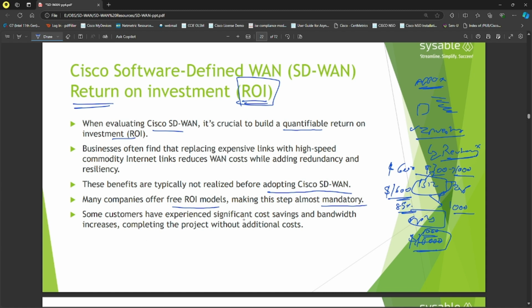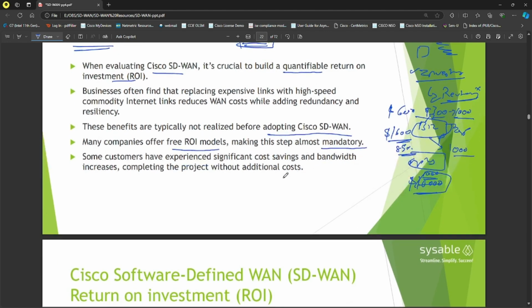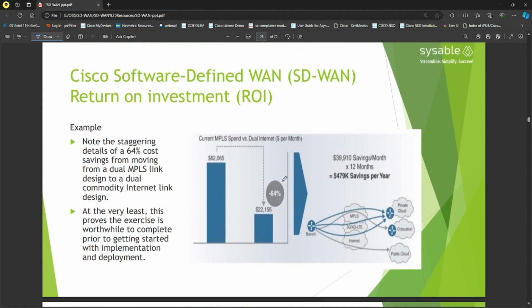Some customers have experienced significant cost savings and bandwidth increases, completing the project without additional cost. Now, this is an example as I explained before. Note the staggering detail of 64% cost saving from moving from dual MPLS links to a dual internet link design. So you're having a single MPLS link and dual LTE and internet links. You're having three different links and it's still costing you less when compared to the dedicated MPLS. I've taken a real-time example of how much we are saving.